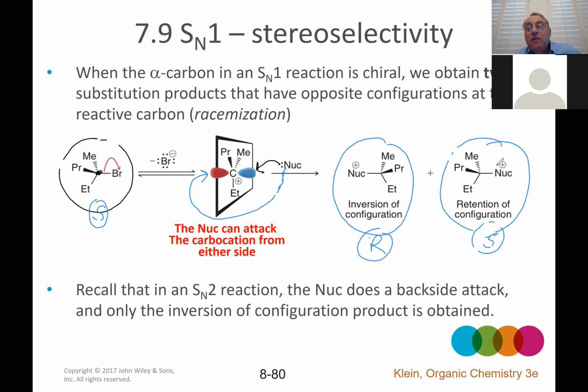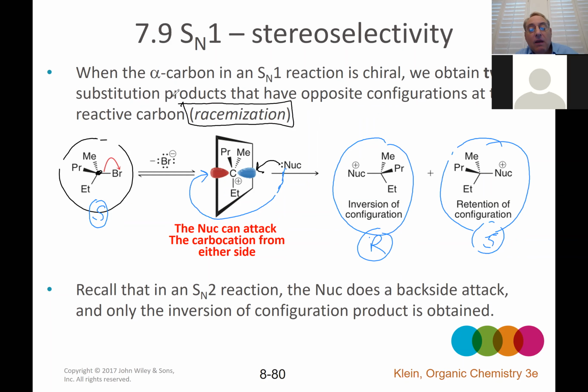Theoretically, you should get a 50-50 mixture, because the probability of coming in from the right side or left side on this planar carbocation is the same. So you're starting with a chiral molecule that's optically active, and you end up with a racemic mixture. Okay, if you get 50-50, you'd have a racemic mixture, and that is called racemization.